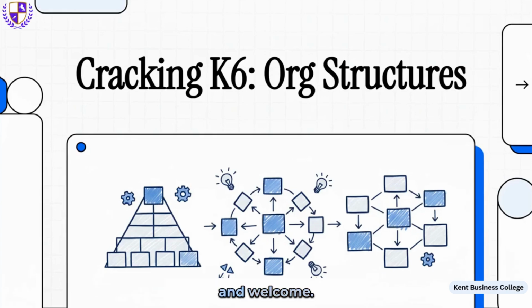Hey there and welcome. If you're an associate project manager apprentice, you've definitely come across K6, the part about organizational structures. It can feel like a huge hurdle, especially with your endpoint assessment looming. Well, in this explainer, we are going to completely demystify it so you can walk into that assessment with total confidence.